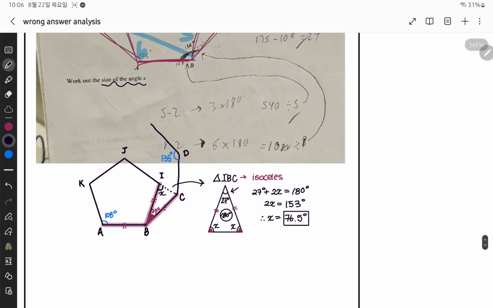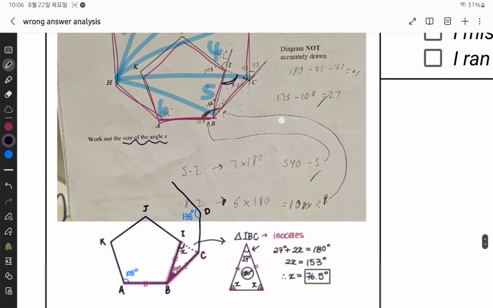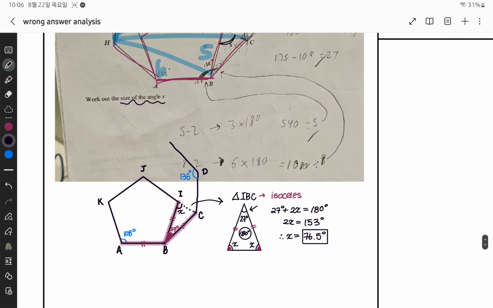And how do we know that? We knew that by understanding that the sides of a regular pentagon and an octagon are actually equal, and so we had to find out that the triangle was an isosceles triangle with the base angles the same.